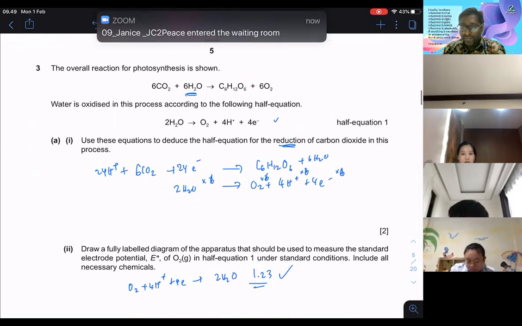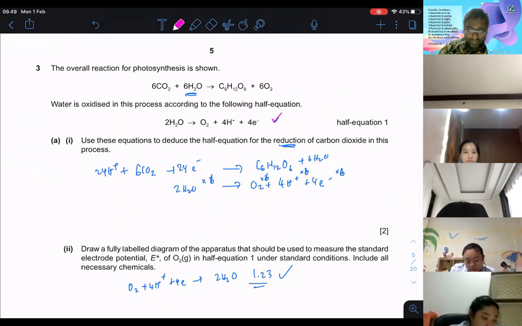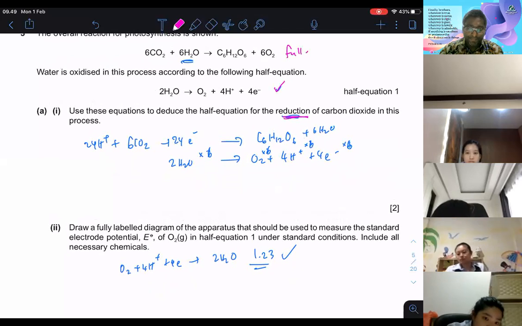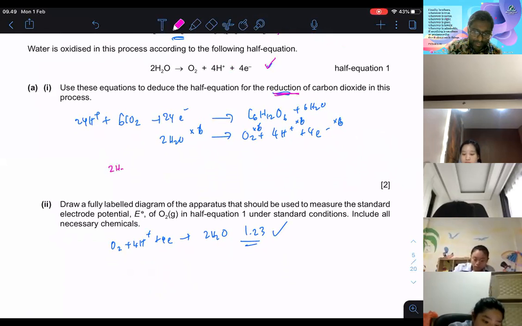Now, if you move further, the number 3, the overall reaction for photosynthesis is shown. They have given you one half equation over here. So they are asking you to use these equations to deduce the half equation for the reduction of carbon dioxide. I know that this is the full equation. So how did I start? I just write down, for example, H2O to give you O2 plus 4H plus 4 electrons.